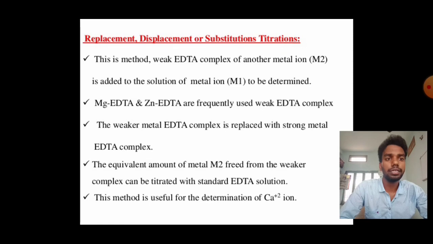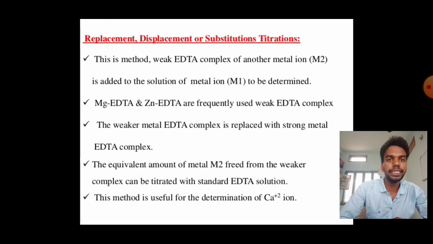And the third type of titration is the replacement or displacement or substitution titration. This is a measure of a weak EDTA complex of another metal. So one metal ion forms a weak EDTA complex, that means a very weak EDTA complex of another metal ion is added to the solution of the metal ion to be determined, that is M1. This is a strong complexing metal, strong complexing with the EDTA.